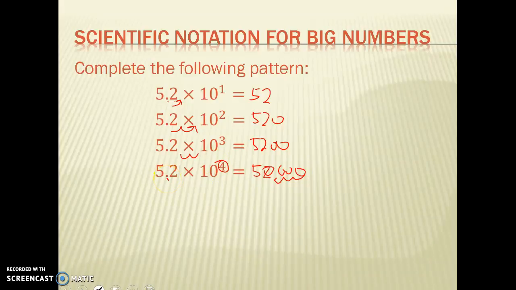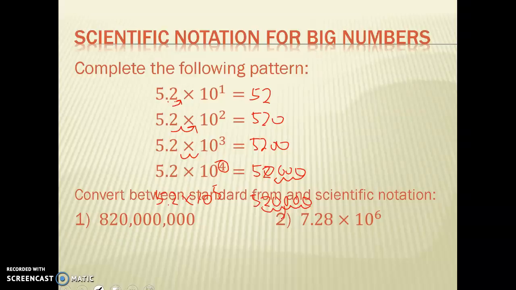And so all I'm doing is I'm taking the exponent and I'm moving the decimal that many spaces to the right. So if it's 5.2 times 10 to the fifth, I'm going to start with 5.2, but I'm going to move this decimal 1, 2, 3, 4, 5 spaces to the right. And I would fill in the rest of the places with zeros. That's going to be 520,000.